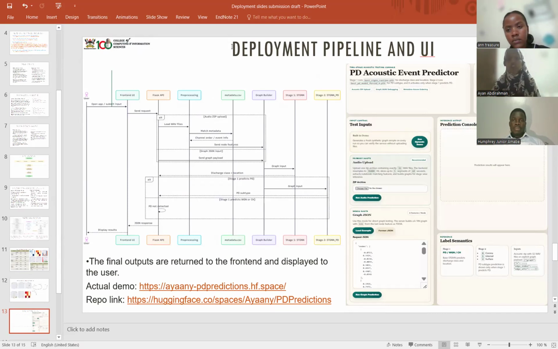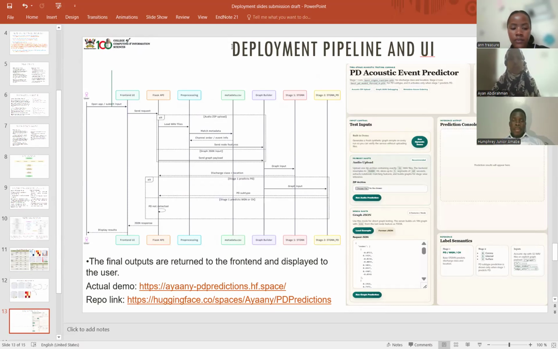So the system supports two input modes. The first and the main input mode is the acoustic zip upload, and the second input mode is the graph JSON input. This is mainly used for testing, and it helps us to also debug, which allows direct submission of graph-ready node features without uploading the actual audio.